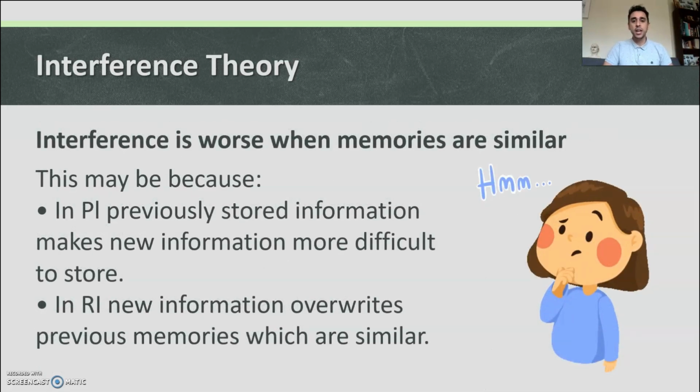Now, interference is worse when memories are similar. This may be because in proactive interference, previously stored memories make new information more difficult to store, and in retroactive interference, new information overwrites previous memories which are similar.